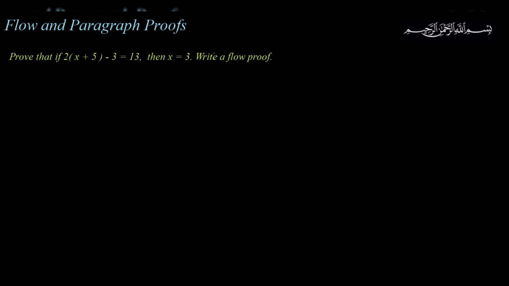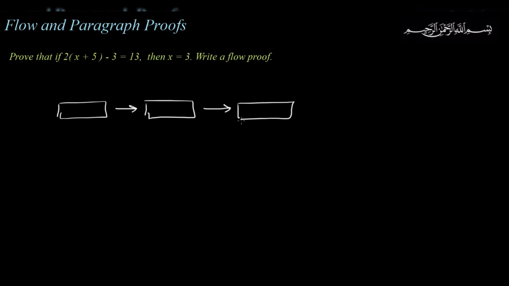So here we're asked to prove that if 2 times the quantity x plus 5 minus 3 equals 13, then x is equal to 5. And we are asked to write a flow proof. So what is a flow proof, and how do we go about writing a flow proof? A flow proof is basically diagramming your steps. So you start with the given information and you go through a series of deductive conclusions like this, and at each step you provide your reason.